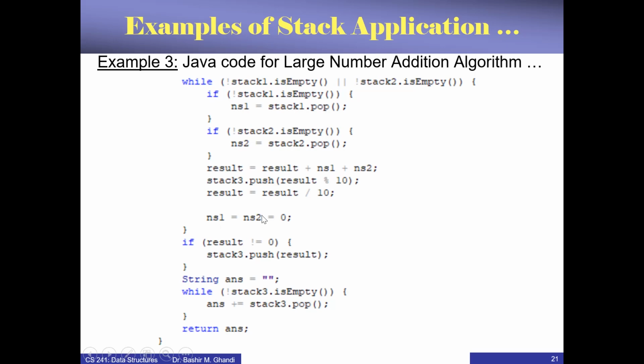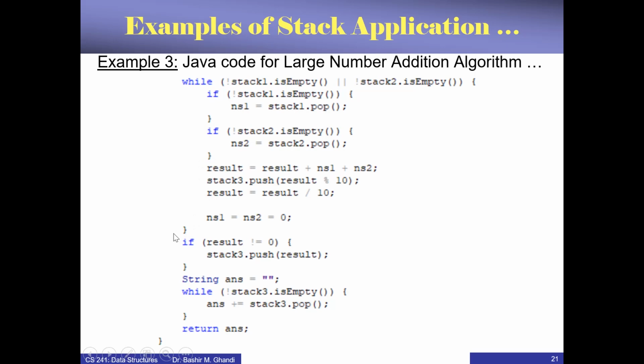reset ns1 and ns2 back to 0. The reason why this is important is because in case one of the stacks is empty, then we may not have a chance to update the numbers here. So we may be using a previous number for the next operation. So to avoid that, before you begin the loop again, just reset them both back to 0. They're going to be reinitialized anyway by popping from the stack. Okay, good. So this is basically the loop.